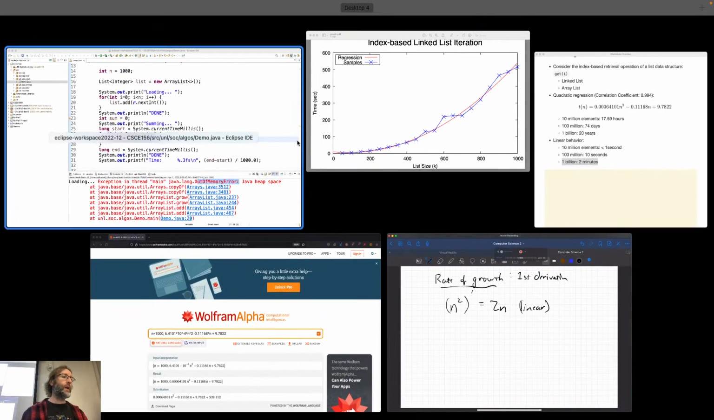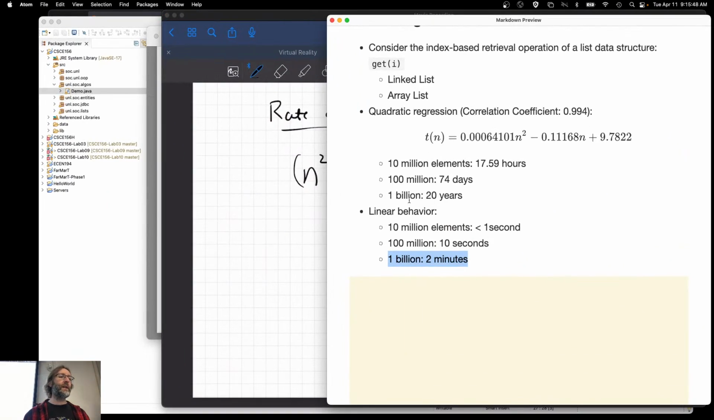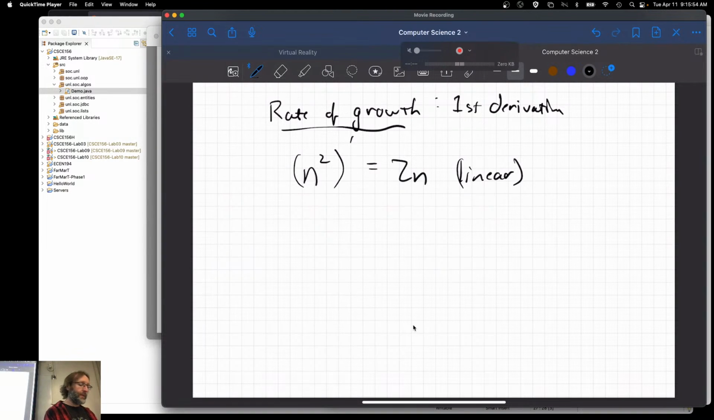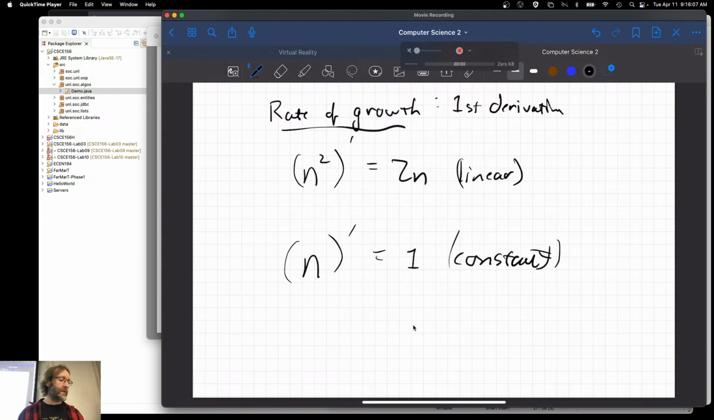Now let's come back over here and realize that when I did this with an array list, it was linear behavior. So let's compare that to an array-based list where it's just n. What's the rate of growth of that? Constant, 1. So the rate of growth, are these comparable at all? No, one's constant, one's linear, right?